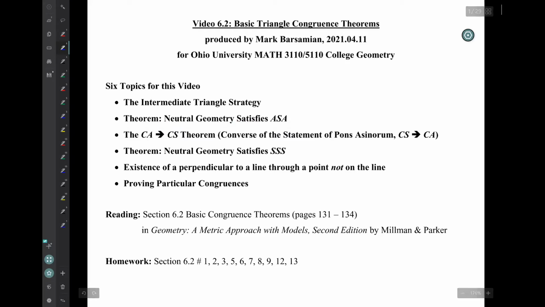Then we'll prove the CS theorem, that is, if a triangle has 2 congruent angles, then the 2 sides opposite those angles are also congruent. Then we'll prove our second basic triangle congruence theorem, that neutral geometry satisfies the side-side-side axiom. Then we'll prove a couple of things in neutral geometry. One is a theorem about the existence of a perpendicular to a line through a point not on the line, and then we'll prove 2 particular congruences in 2 examples.